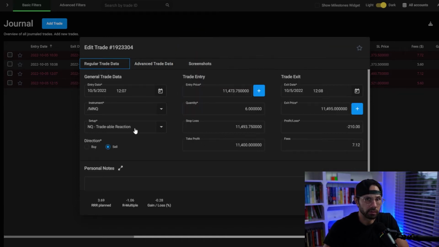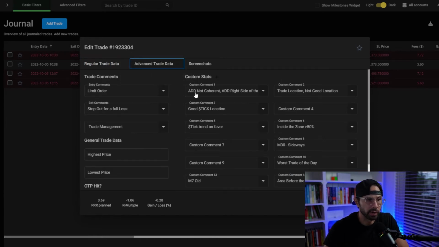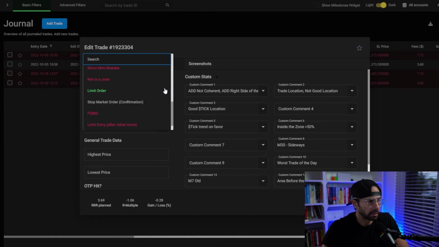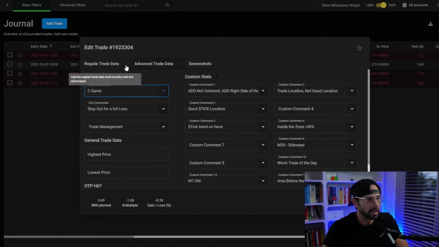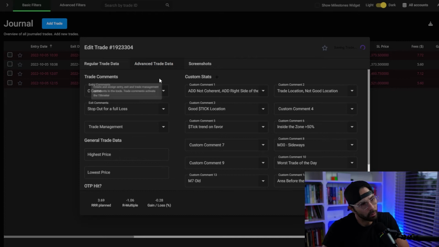It's not a pullback continuation. Okay, it's a tradable reaction. So I did need the ADD and the ADQD coherent and on my side, which I didn't have. But I still wanted to take this trade. As a matter of fact, I need to change this because I don't think this was a game type of trade, right? So I am putting here C game because I felt like I wanted to keep trading.